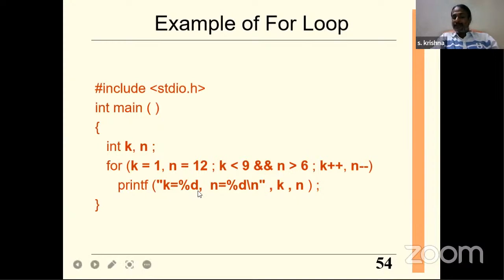Till when will these values be printed? What are the values which will be printed? Can anyone write what values can be printed here? Please try. So the initial value is 1 for k and the n value is 12. Till when will these values be printed?